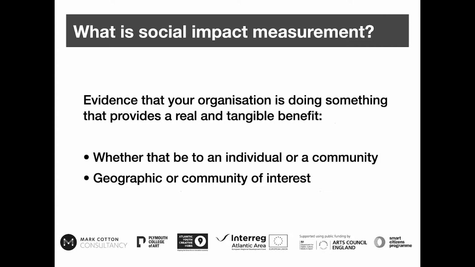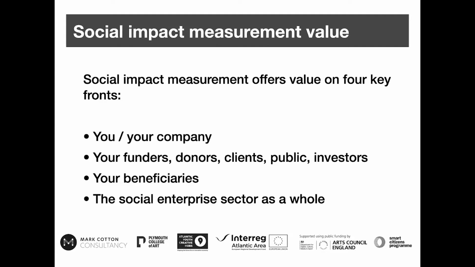Social impact measurement is the process of providing evidence that you're doing something that provides a real and tangible benefit, whether that be to an individual, a geographic community, or a community of interest. So why do we need to measure this stuff, and why is it so important about the social difference that you and your business can make to people and the planet? At its core, impact measurement seeks to gather crucial information about an organisation's activities and use it to relate the overall change brought about to people's lives over a particular period of time.